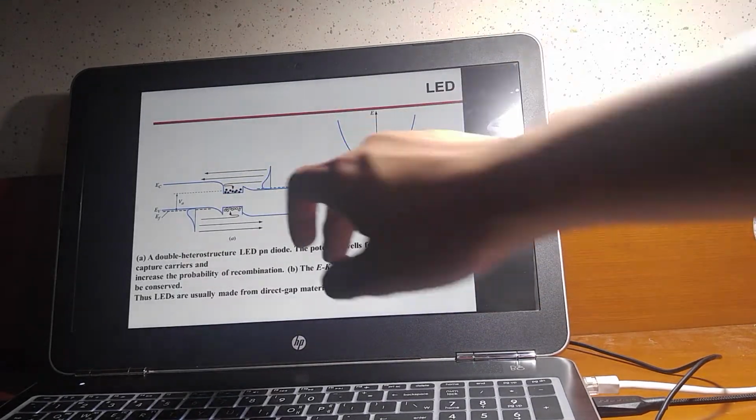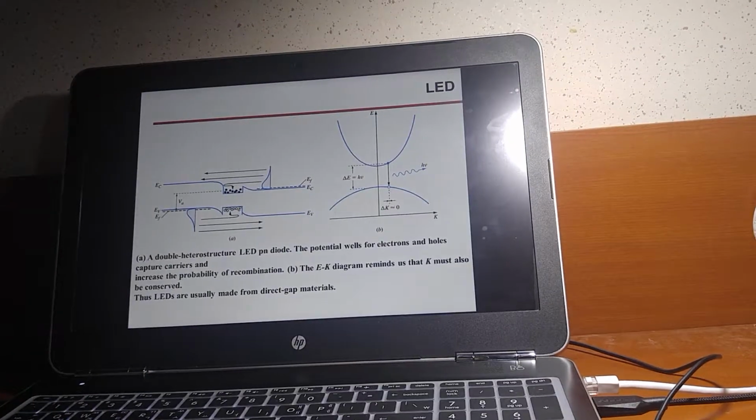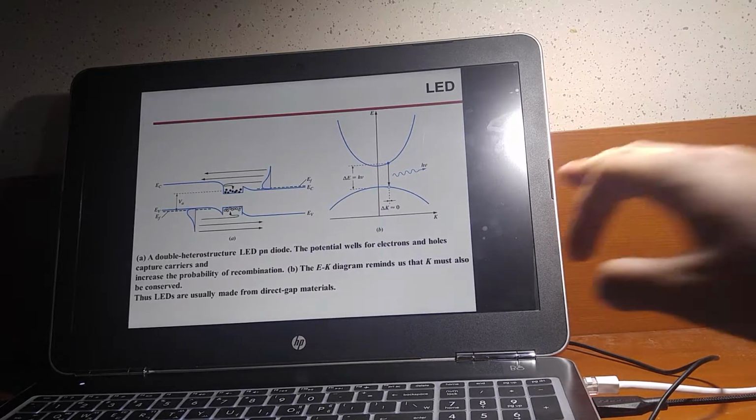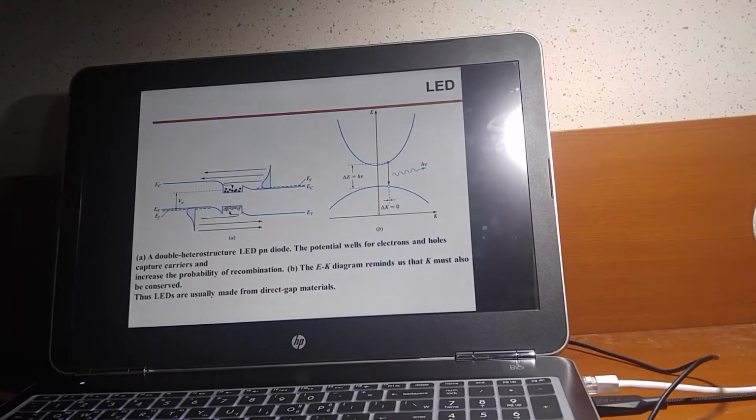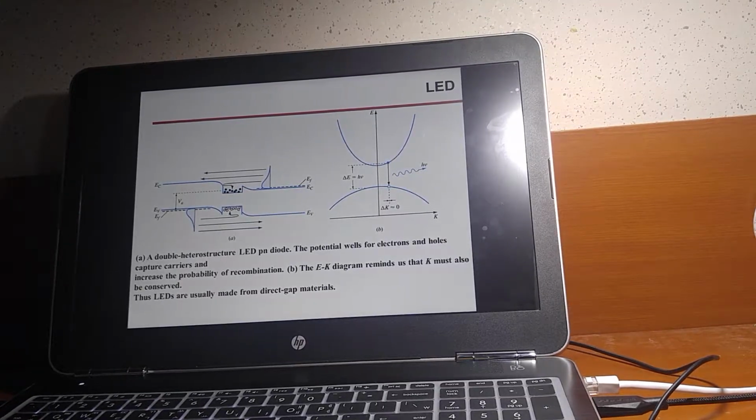For this picture, it is a double heterostructure LED PN diode. The potential wells for electrons and holes capture carriers, and by this increase the probability of recombination. And for picture B, the K diagram reminds us that K must also be conserved, thus LEDs are usually made from direct gap materials.